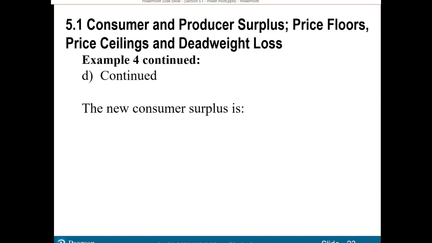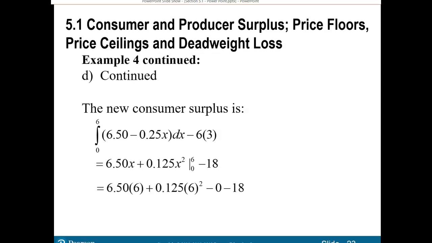The new consumer surplus, they're doing these in the other order from when we did them before, but 0 to 6, the demand function minus the product of the ordered pair from the price ceiling that we found. Antiderivative, subtract the 18, $16.50.